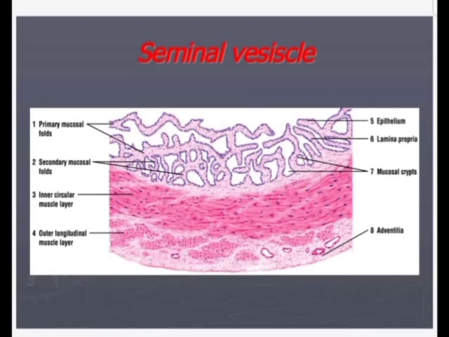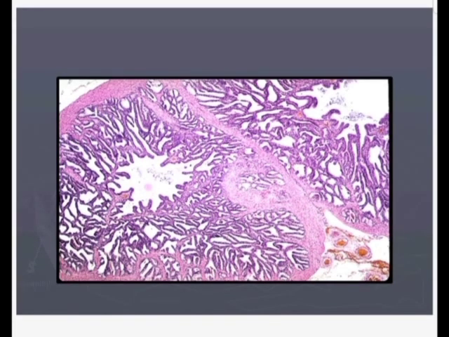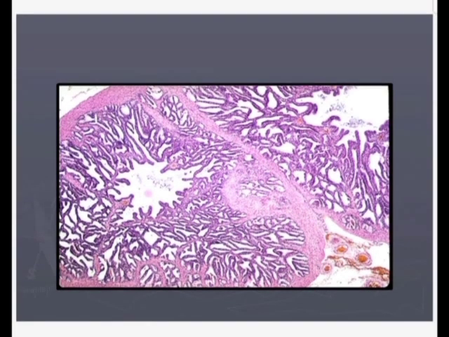The muscularis is composed of inner circular and outer longitudinal layers of smooth muscles. The adventitia consists of a thin layer of connective tissue containing numerous elastic fibers. This is another diagram which will show you the multiple folds, which are the primary, secondary and the tertiary folds, just like a honeycomb appearance.